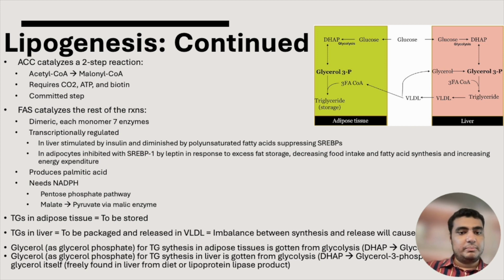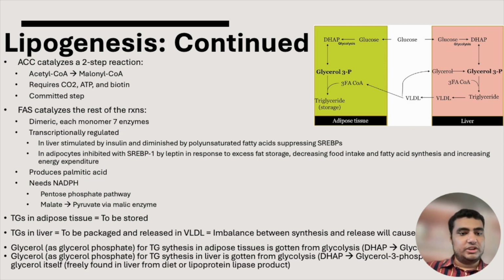However, when there is an accumulation of polyunsaturated fatty acids in the liver, these can undergo reactions which would suppress SREBP in the genome, and it will allow for the suppression of FAS. In adipocytes, FAS is also inhibited by SREBP suppression, which is activated by leptin in response to excess fat storage. And leptin also helps in decreasing food intake and fatty acid synthesis, and it increases energy expenditure.